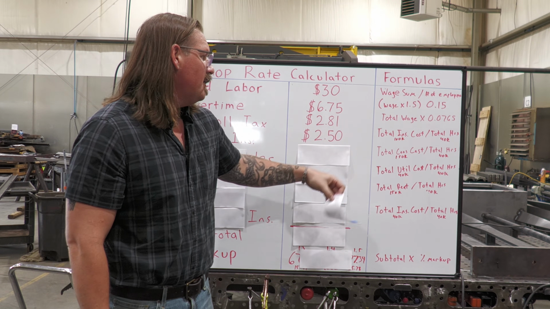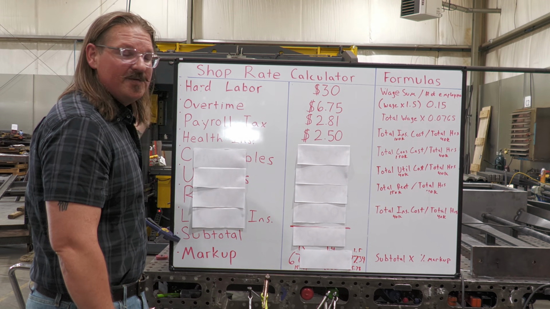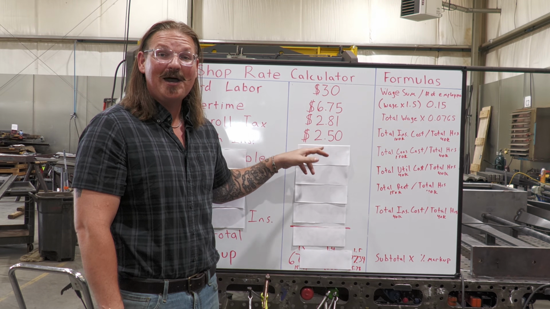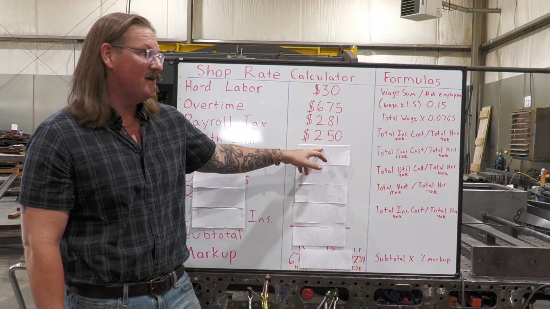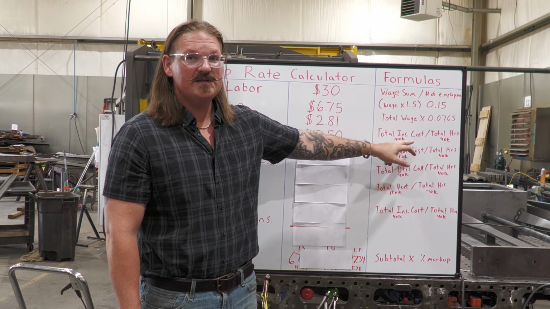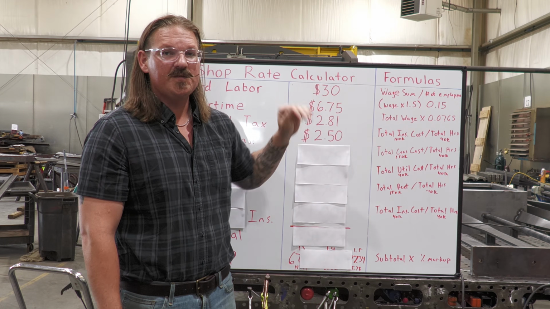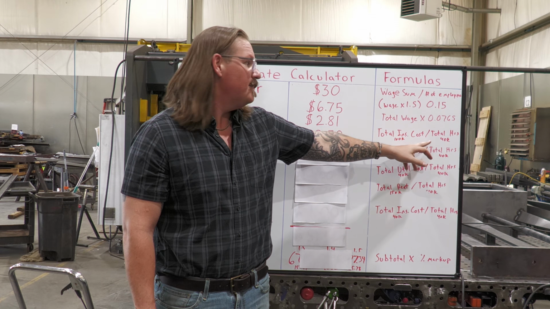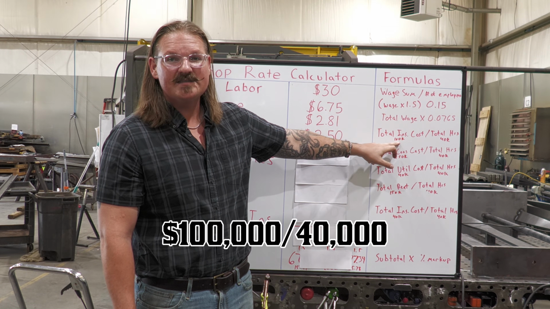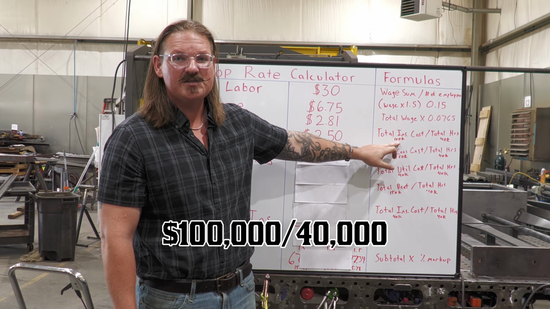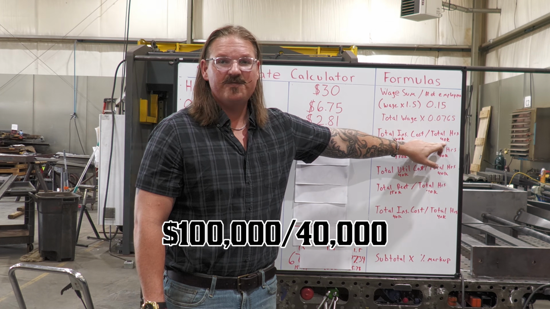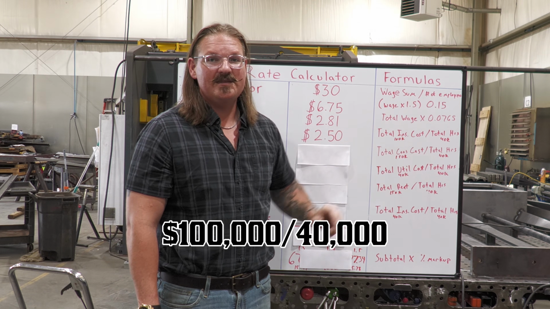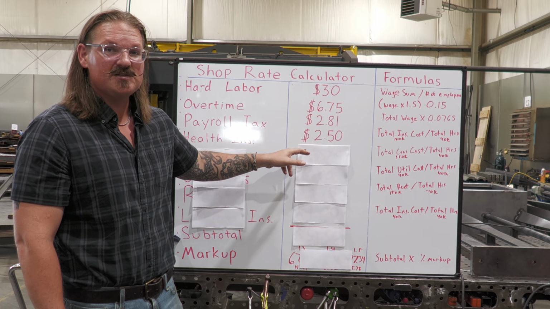So our average is $2.50 worth of our company contribution to health insurance. So that is the total insurance cost for the year or the month or the week, however you want to calculate it, divided by the total hours in that same period. So if we have $100,000 a year worth of health insurance contributions, and we worked 40,000 hours that year, we're just going to divide 100,000 by 40,000 hours, and that's going to get you your health insurance contribution.